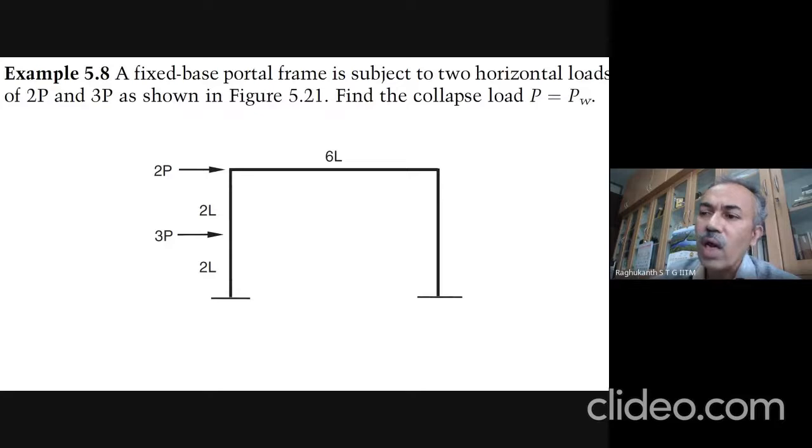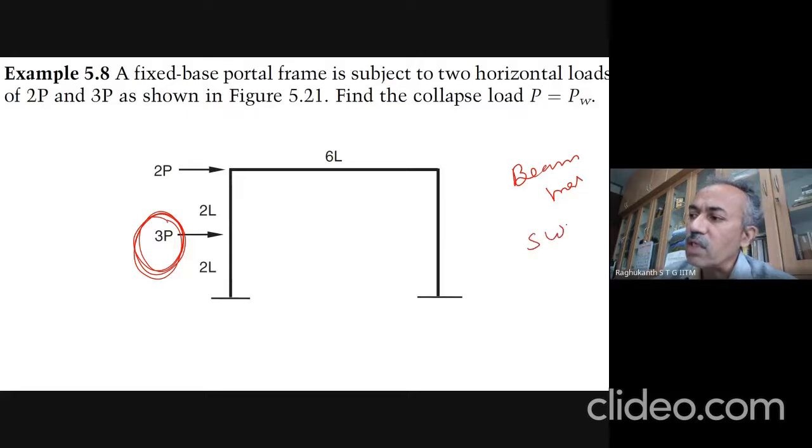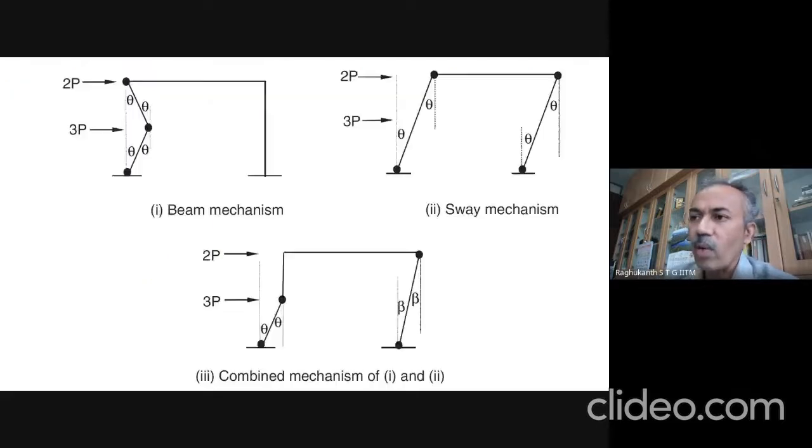So now both are horizontal, so you can see there is a chance of a beam mechanism also. Okay. So a beam mechanism can happen in the column, not in the beam actually. Because of 3P, this load is acting at the center, so there is a chance of a beam mechanism. Now apart from this one, because both of them are horizontal, there is a chance of a sway mechanism also, and you can have a combined mechanism also. So let us try to solve this problem.